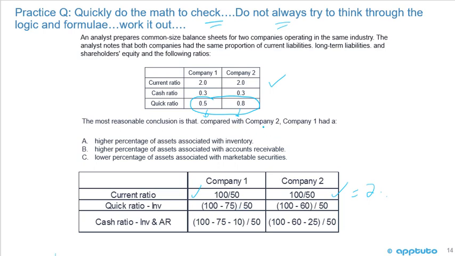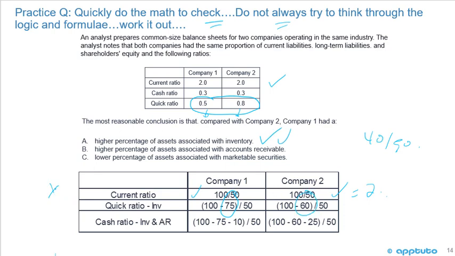Here in this case, for the 0.8, it would have to be 40 over 50, which is going to give me 0.8. So it'd be 100 minus 60. So I can clearly see that for Company 1, I have a higher inventory value. I have 75 versus 60, okay?